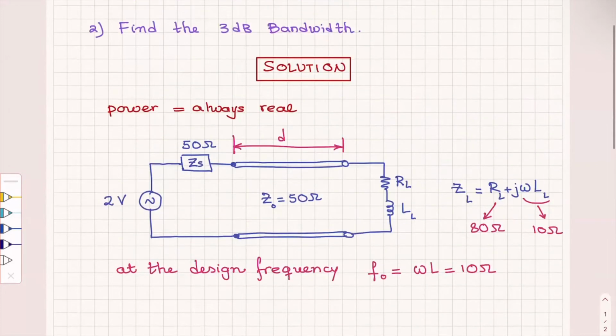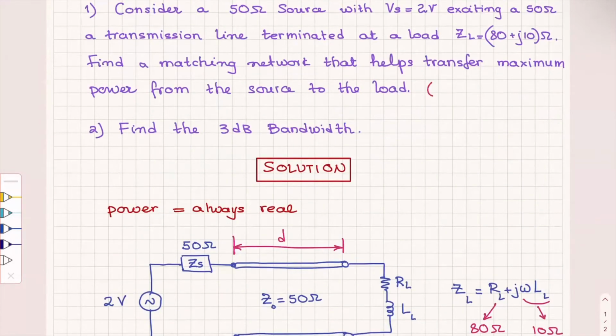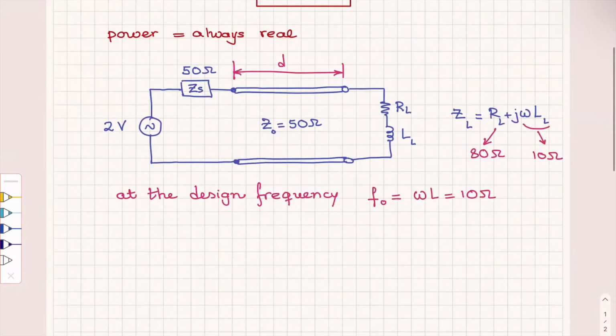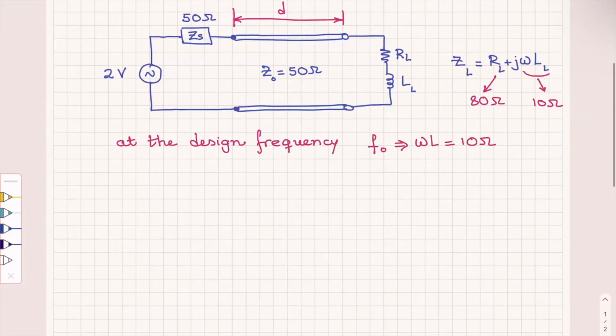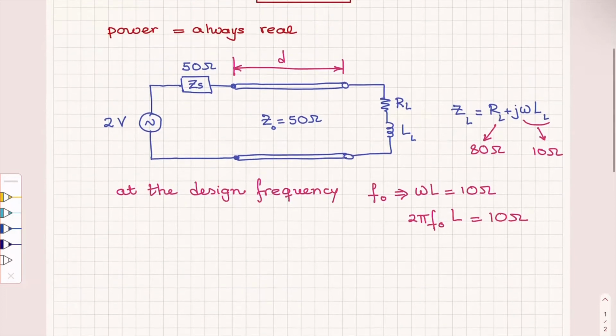So let's assume in this problem that the design frequency is 1 gigahertz. How about that? Okay, I selected this. All right, now I know what F naught is. Since I know that F naught is 1 gigahertz, practically from here I know that 2 pi F naught L is 10 ohms. Okay, that's what it means.